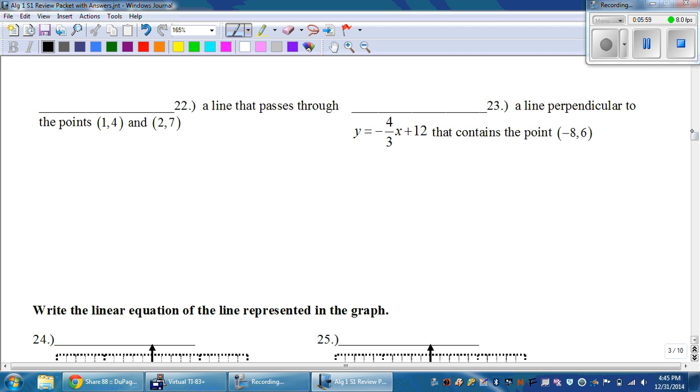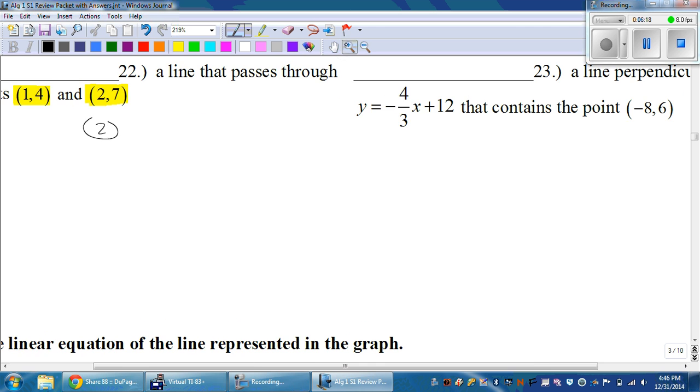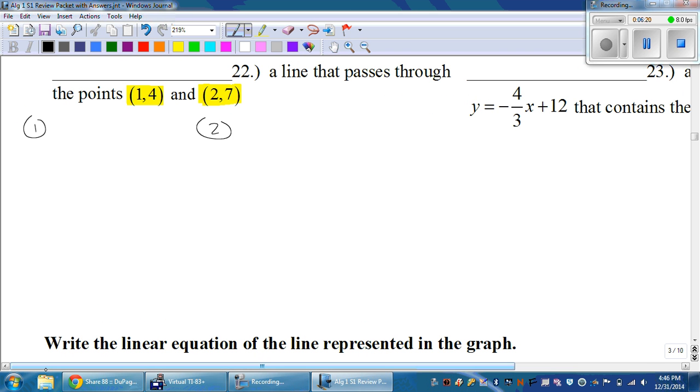All right, number 22. A line that passes through the points (1, 4) and (2, 7). Ugh. They didn't give me a slope. So what do I do? Well, this is where we break it down into 2 steps. The first thing we need is, that's right, I need to find out what the slope is. So I'm going to use these points and plug it into our slope equation.